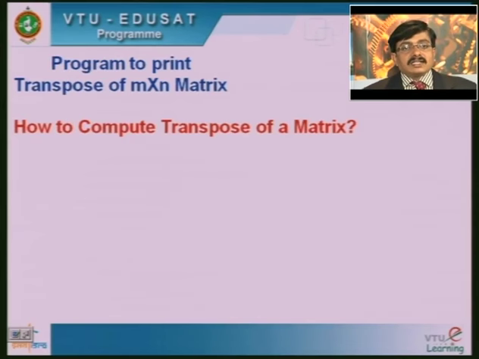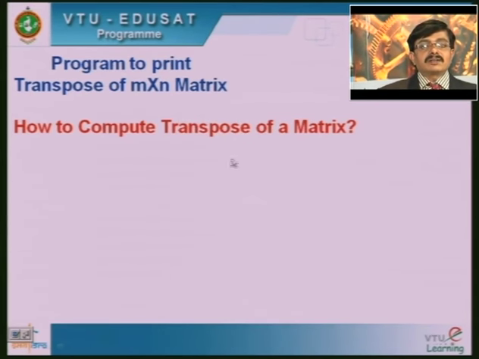Now, look at another program: a program to print the transpose of an m cross n matrix. How do we compute the transpose of a matrix? We studied in mathematics that the transpose of a matrix means interchanging the row elements and the column elements. If I take the row elements as column elements and the column elements as row elements, that becomes the transpose of the matrix.